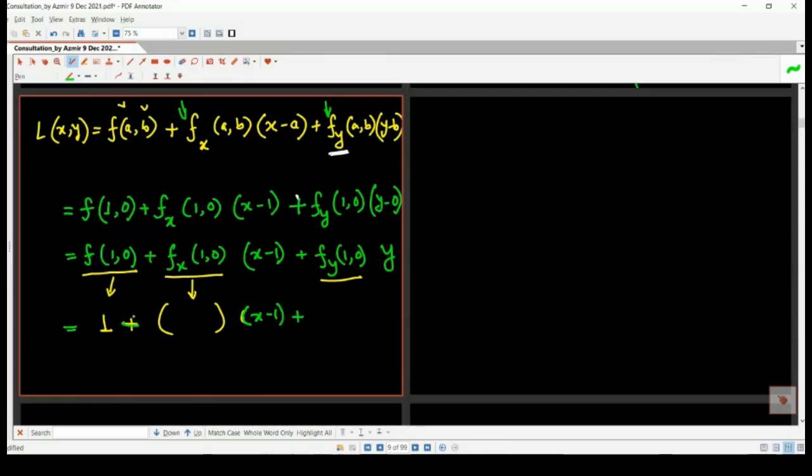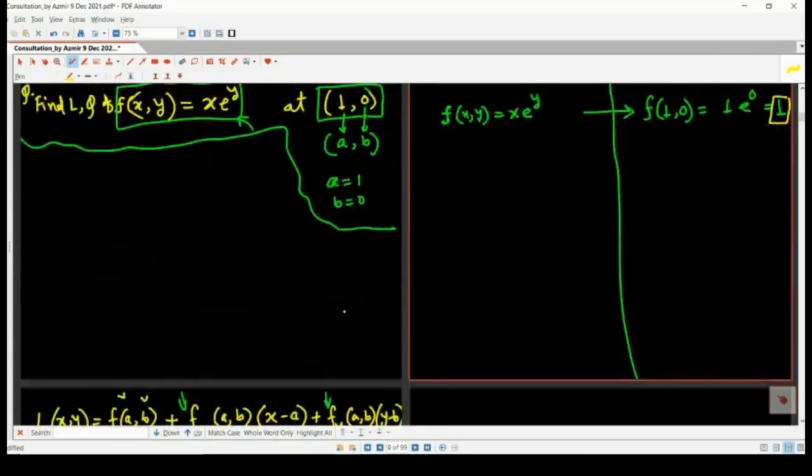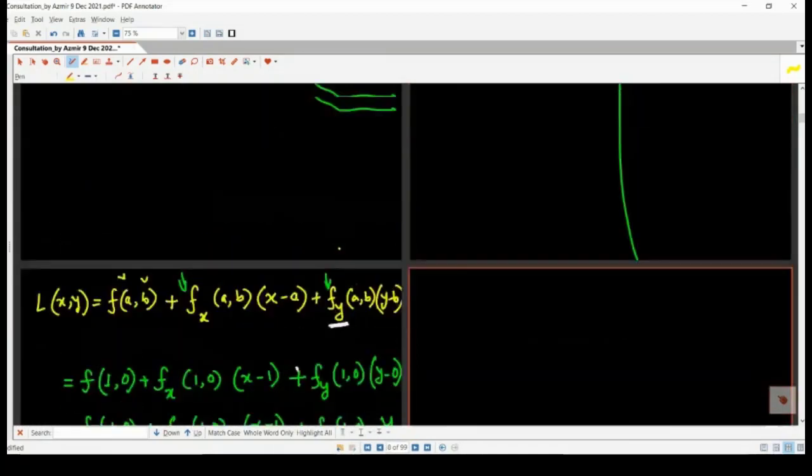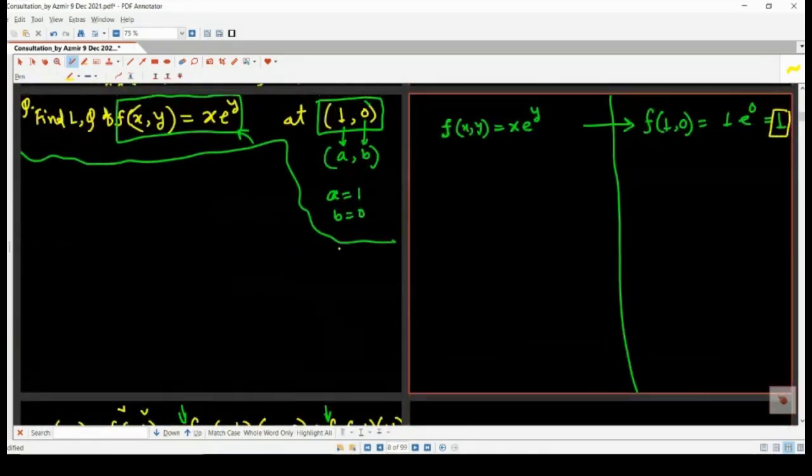We also need to find what is f sub y. So you can see that we have to find f sub x and f sub y. That means we have to find a partial derivative of this function. So let us find the partial derivative.